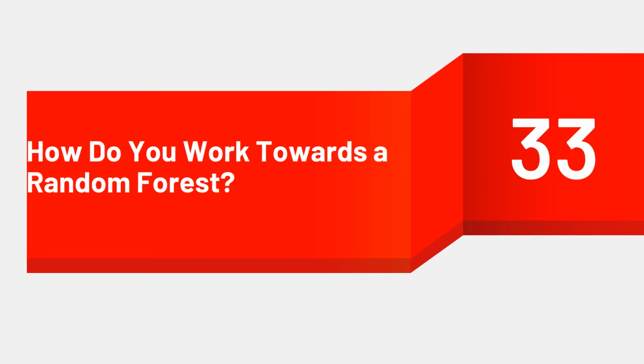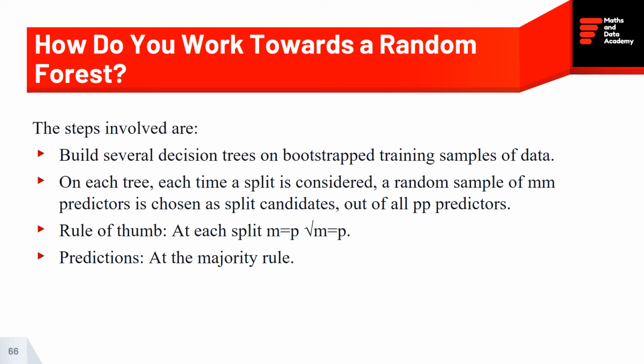How do you work towards a random forest? The steps involved are: build several decision trees on bootstrapped training samples of data. On each tree, each time a split is considered, a random sample of m predictors is chosen as split candidates, out of all p predictors. Rule of thumb: at each split m = √p. Predictions: at the majority rule.